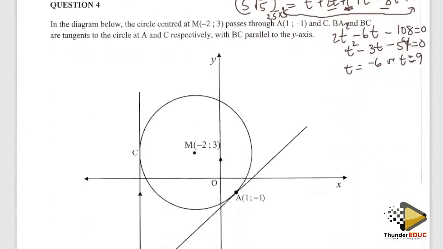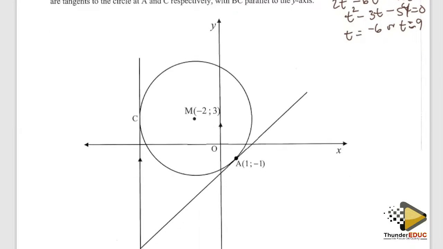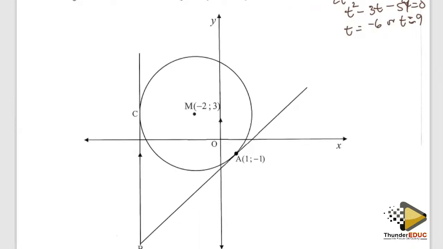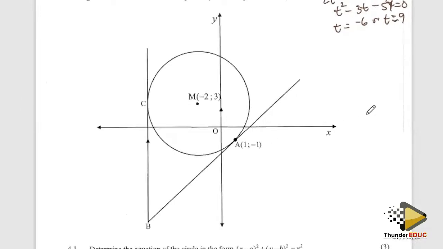Then question number 4. They're telling us in the diagram below, the circle centered at M, which is negative 2 and 3, passes through A, which is 1 and negative 1, and C. AB and BC are tangents to the circle at A and C respectively, with BC parallel to the y-axis. Okay, so we have all of that. Then they ask us to determine the equation of the circle in this format.